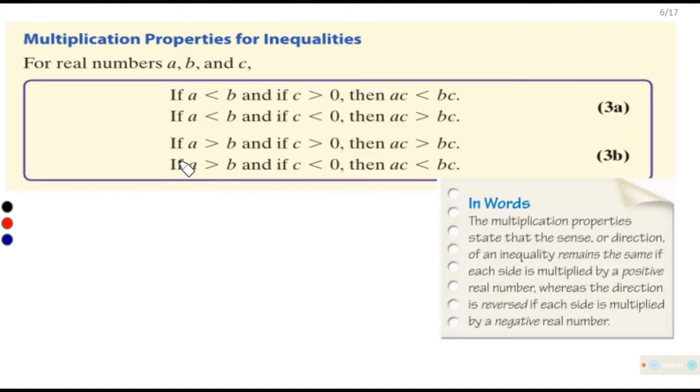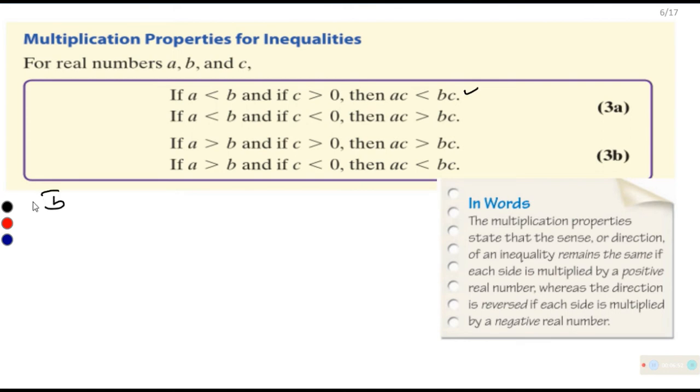Rule 3 is called the multiplication property of inequalities. For real numbers a, b, and c, if a is less than b and if c is greater than 0, then ac is less than bc. Take note of this.